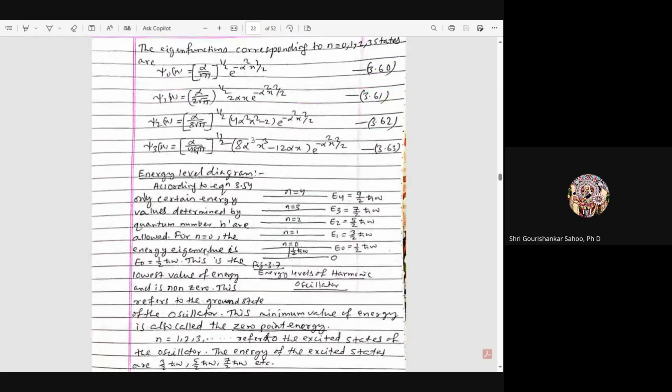And the energy level diagrams are shown in figure 3.7. You see that E0 is equal to half h cross omega, E1 is equal to 3 by 2 h cross omega, E2 is equal to 5 by 2 h cross omega, E3 is equal to 7 by 2 h cross omega, E4 is equal to 9 by 2 h cross omega.